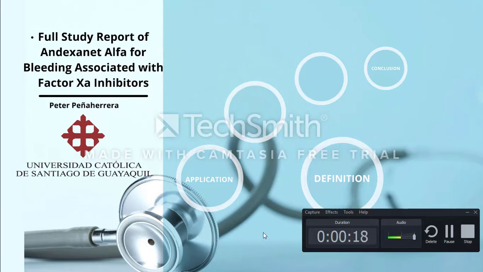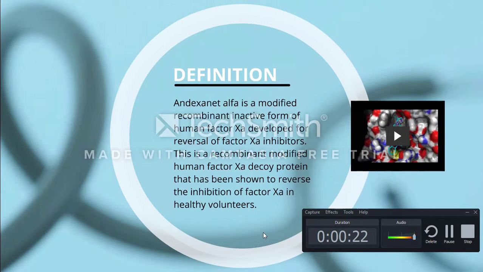associated with factor Xa inhibitors. The definition: Andexanet alfa is a modified recombinant inactive form of human factor Xa developed for reversal of factor Xa inhibitors. This is a recombinant modified human factor Xa decoy protein that has been shown to reverse the inhibition of factor Xa in healthy volunteers.